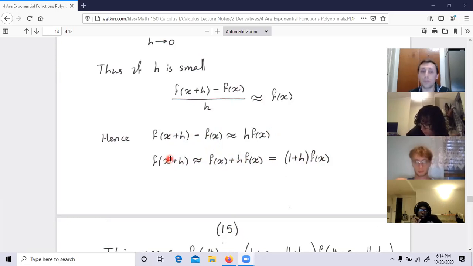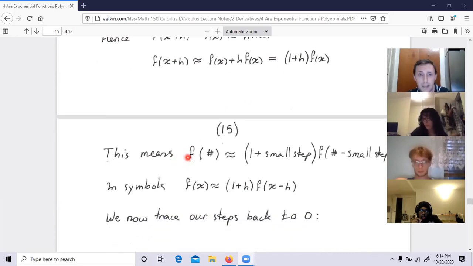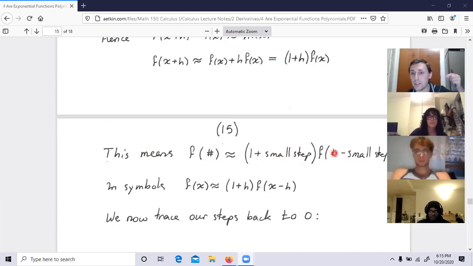What do I see in words? Look at it. There is no x or h that I'm seeing. I just see the following. The function evaluated at a number is equal to 1 plus some small step times the function evaluated at the same number minus that step. That's called recursion. In other words, in order to evaluate this function at this number, I defer the calculation through this procedure by moving a step back. Are you with me? So instead of calculating at this number directly, I walk one step back.